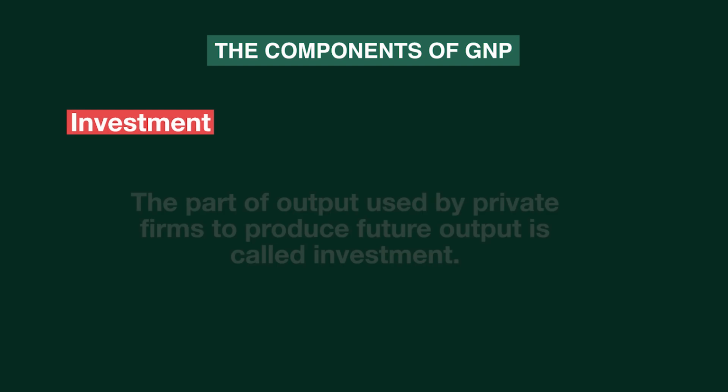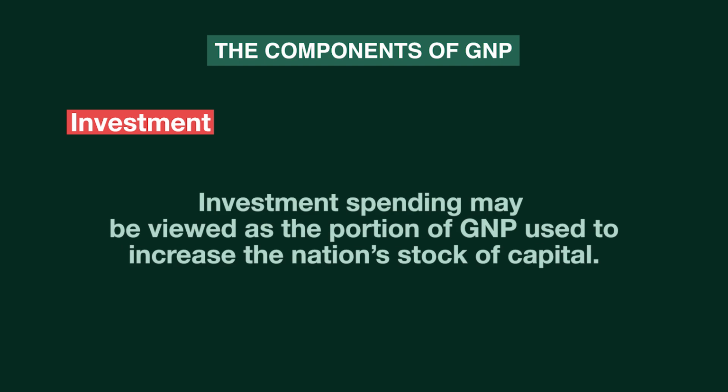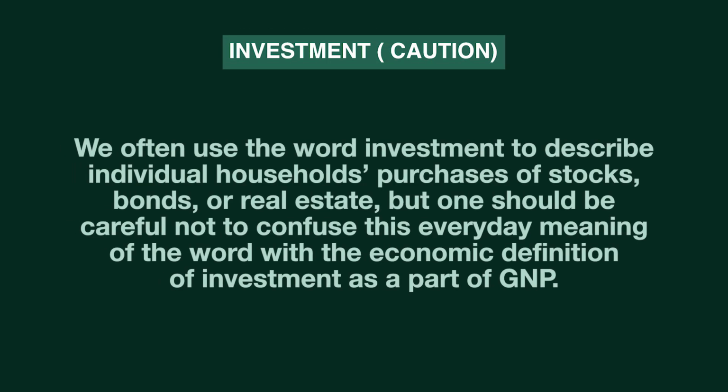The second component is investment. Now investment is the expenditure by firms on plant, machinery and building infrastructure. This is an important part of GNP as it increases the national stock of capital. For example, steel and bricks to build our factories are part of investment. However, it is to be noted that the term investment as we use it in regular life may not be the same as what we mean in terms of economics.